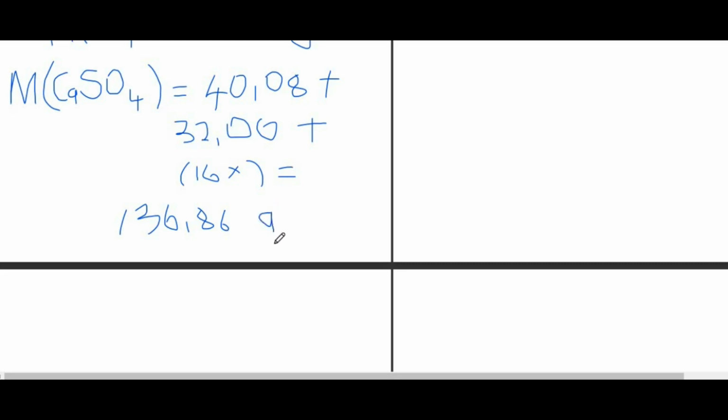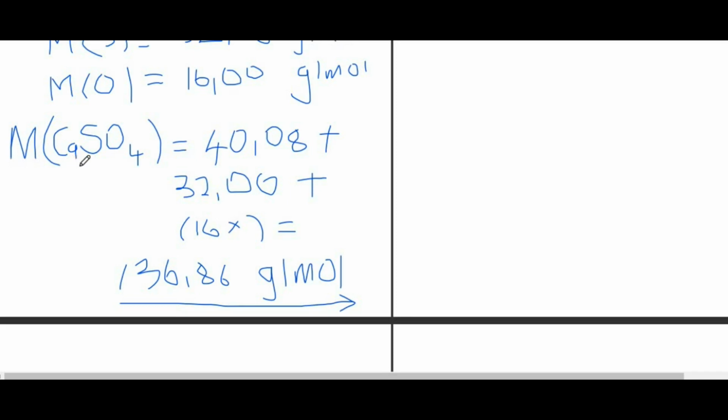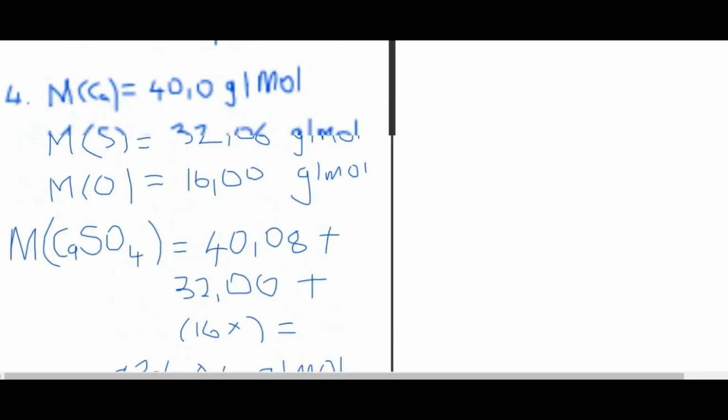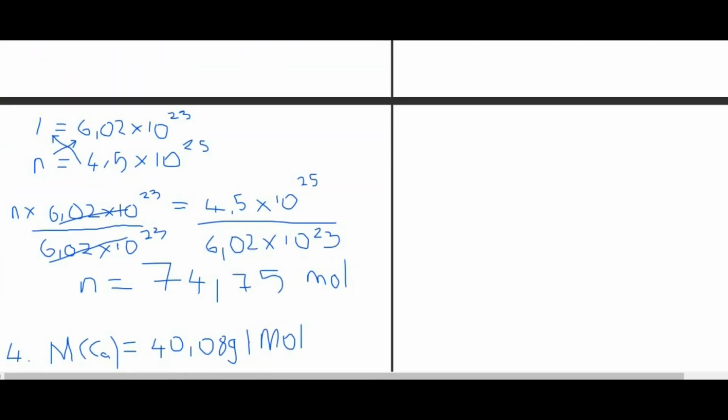Always include the unit of measure, so it's going to be 136 grams per mole, right? So that is your final answer. You just write there and say, therefore, the molar mass of calcium sulfate equals 136 grams per mole. Okay, now we go to the next question.